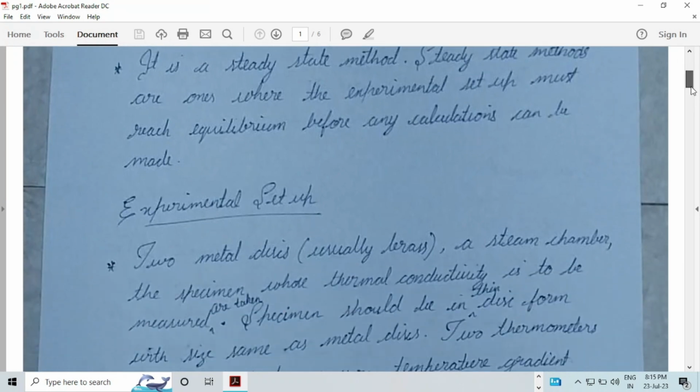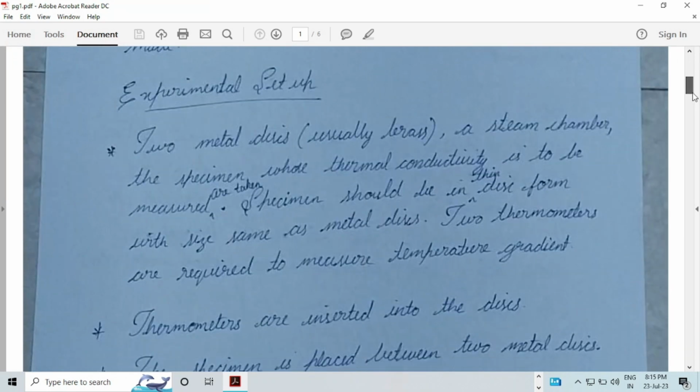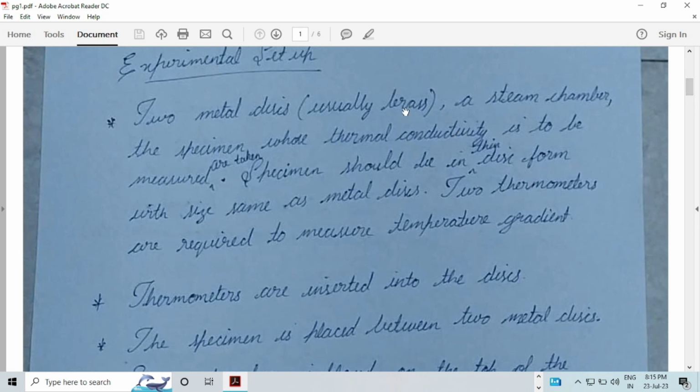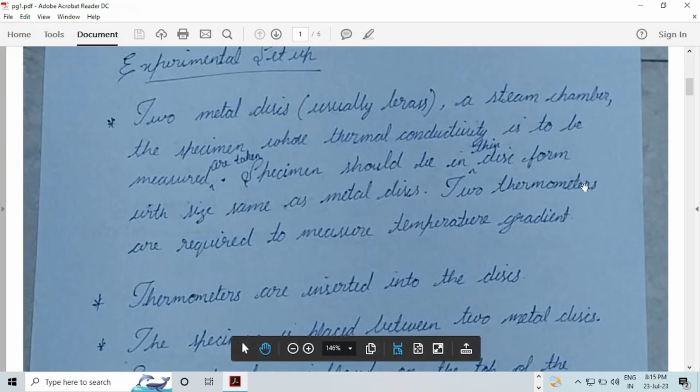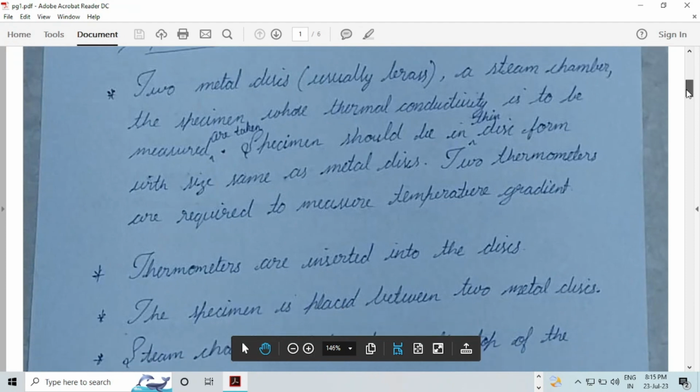Now, next we are going to discuss the experimental setup. Two metal discs, usually brass, a steam chamber, and the specimen whose thermal conductivity is to be measured are taken. The specimen should be in thin disc form with the same size as the metal disc. Then two thermometers are required to measure the temperature gradient. Thermometers are inserted into the metal discs.